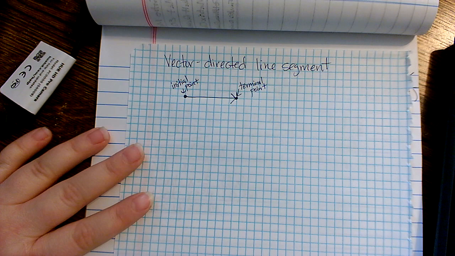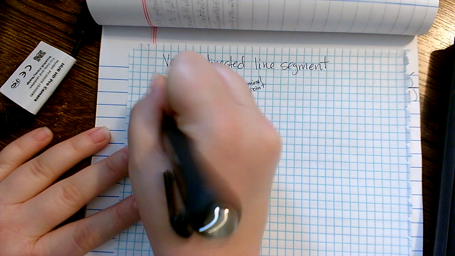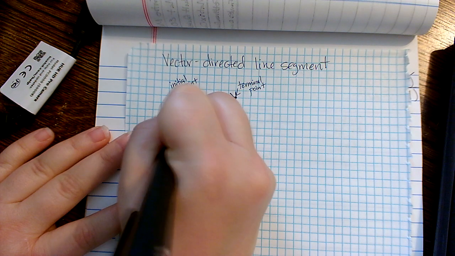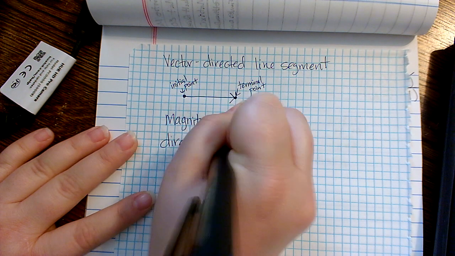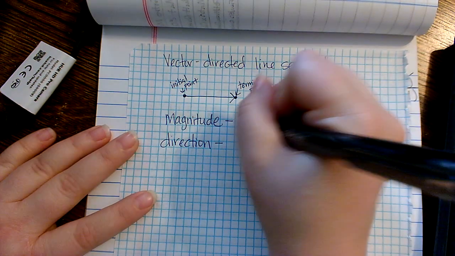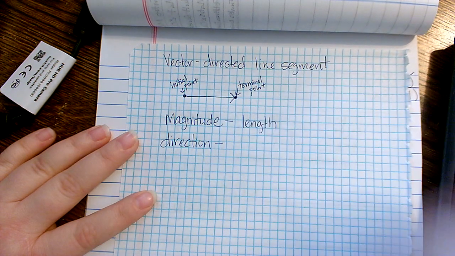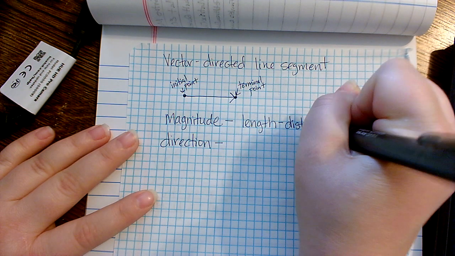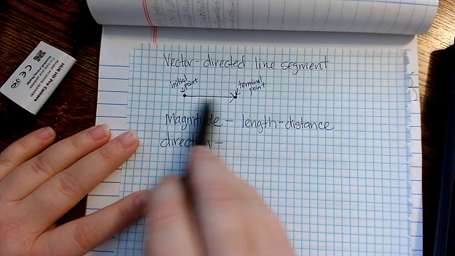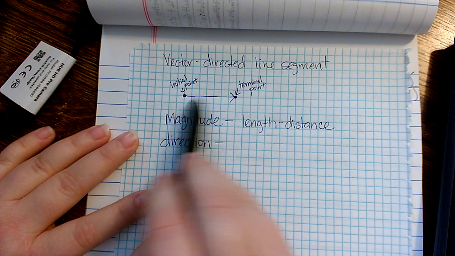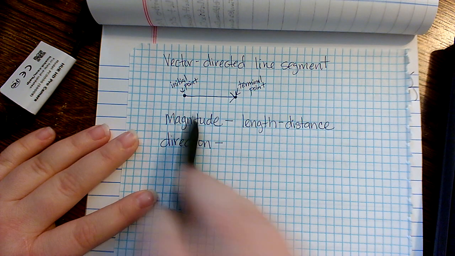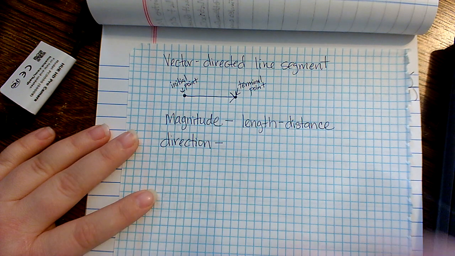Vectors have a magnitude and a direction. The magnitude of the vector is the length of the vector, which is the same thing as the distance between the initial point and the terminal point. Since this is perfectly horizontal, you can just count how long it is. 1, 2, 3, 4, 5, 6, 7. So the magnitude of the vector that I drew right here is 7 units. That's how long it is.